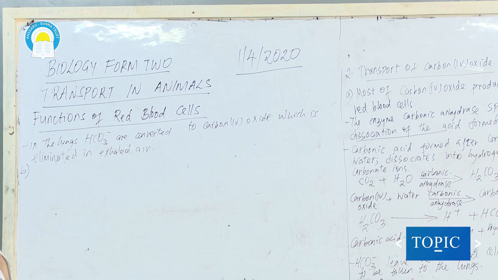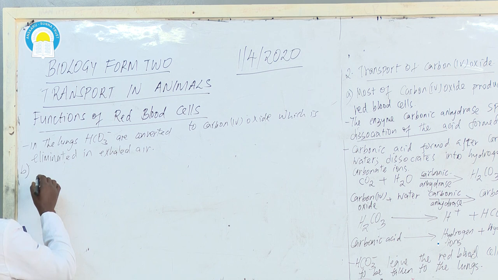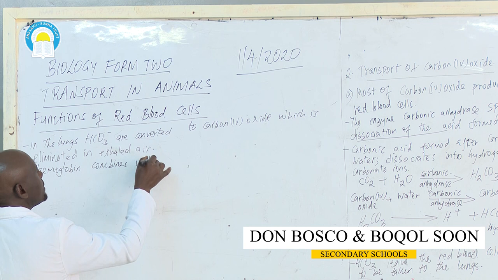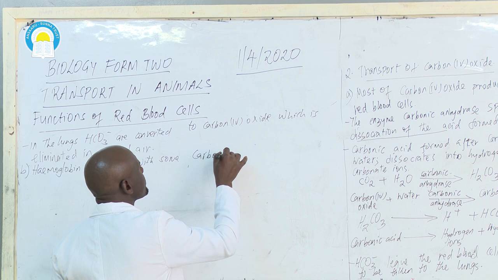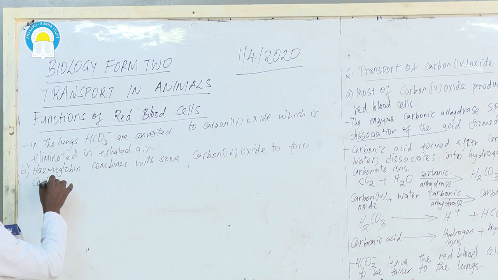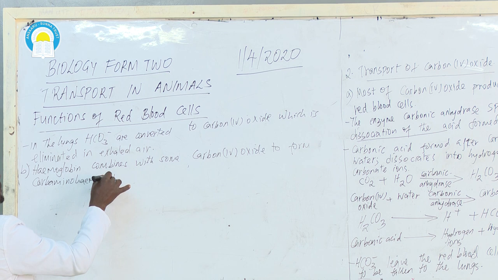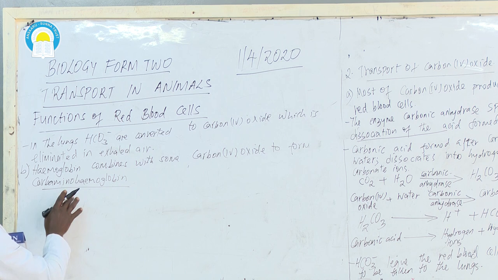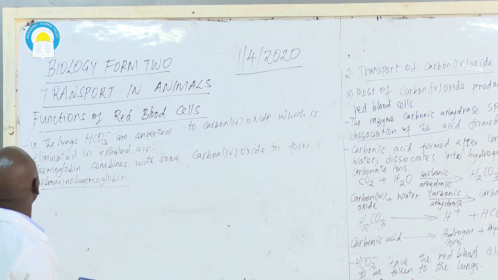So the other way is hemoglobin. Hemoglobin in the red blood cells combines with some carbon dioxide to form a compound known as carbamino hemoglobin. A compound known as carbamino hemoglobin. And carbamino hemoglobin will now be taken to the lungs, where it is going to dissociate to release carbon dioxide and hemoglobin, which will now be free to pick more oxygen.